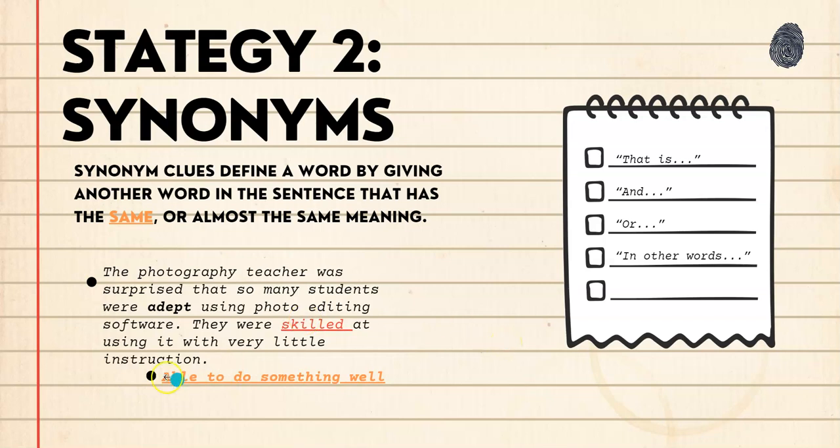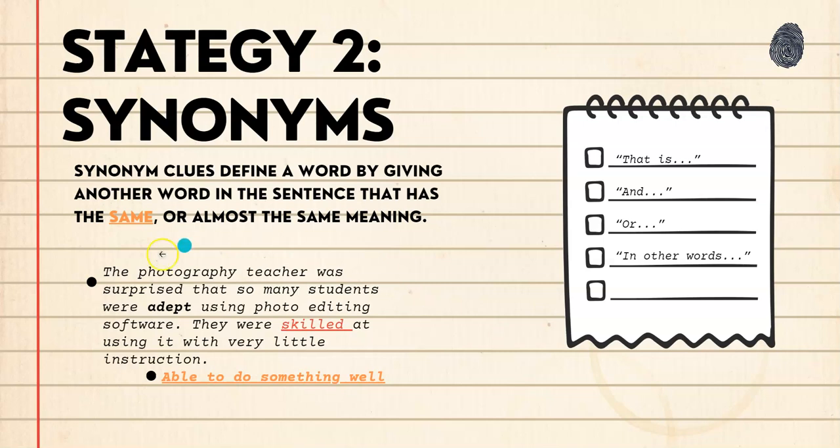So I can use that to figure out that adept means that you're probably able to do something very well. So in other words, this sentence, the photography teacher was surprised that so many students were adept using photo editing software. He was surprised that they were able to use that photo editing software well. And again, we use the word skilled here to help us figure that out.